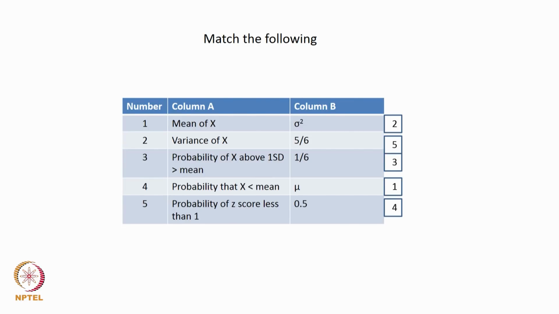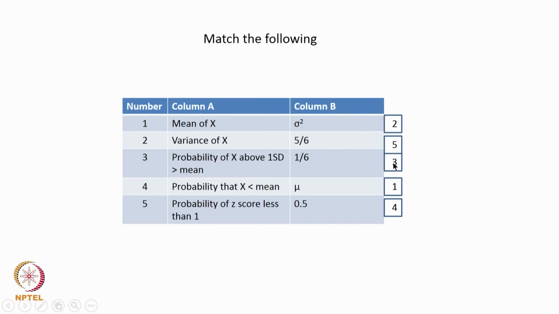Probability of x above 1 standard deviation greater than the mean. Actually, if we go to the normal tables, we find that it is area to the left of z equal to 1. 1 standard deviation greater than the mean is z equal to 1. So area to the left of z equal to 1 is about 0.84, which we approximate to 5 by 6. Therefore, area above 1 standard deviation is 1 minus 5 by 6, which is 1 by 6, which is given here.